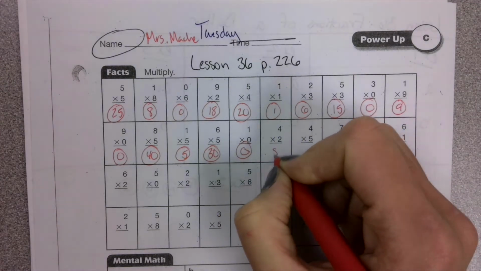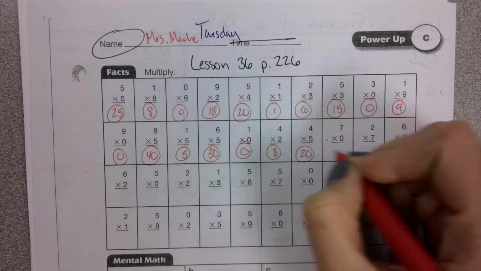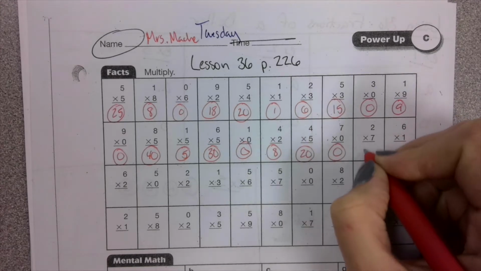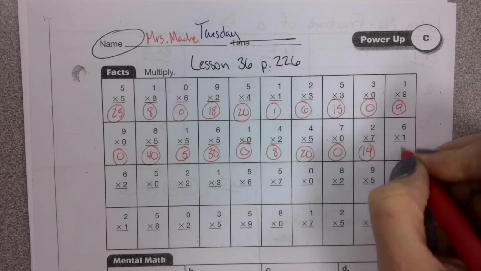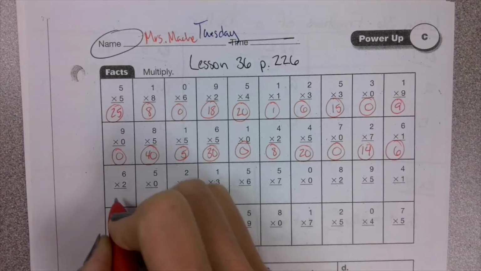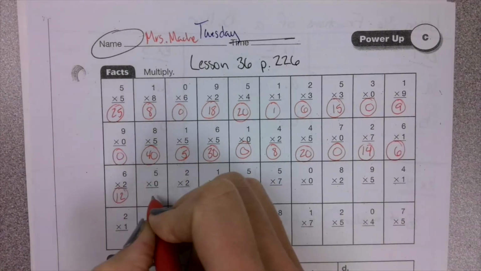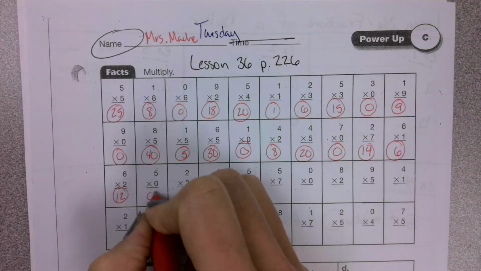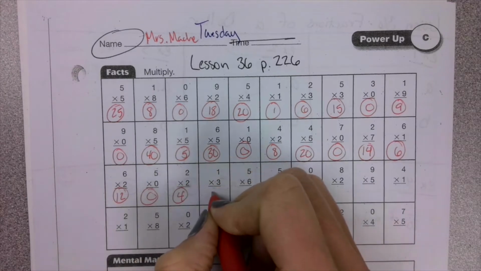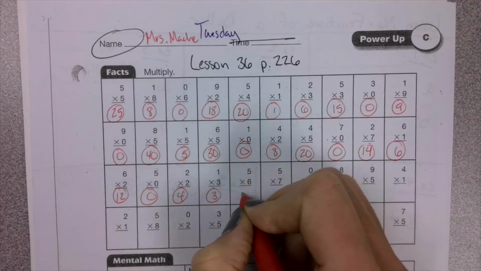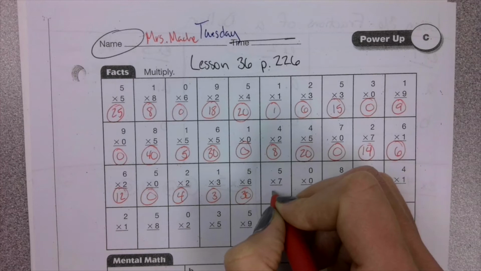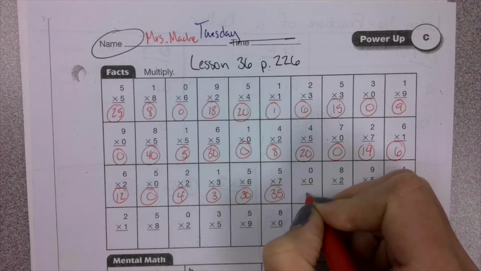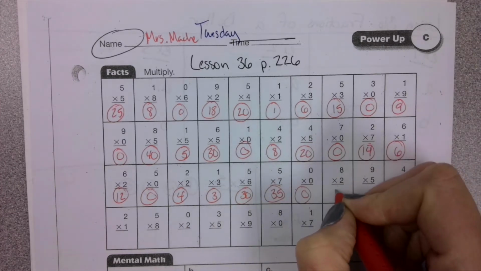4 times 2 is 8. 4 times 5 is 20. 0 times 7 is 0. 2 times 7 is 14. 6 times 1 is 6. 2 times 6 is 12. 5 times 0 is 0. 2 times 2 is 4. 1 times 3 is 3. 5 times 6 is 30. 5 times 7 is 35. 0 times 0 is 0.